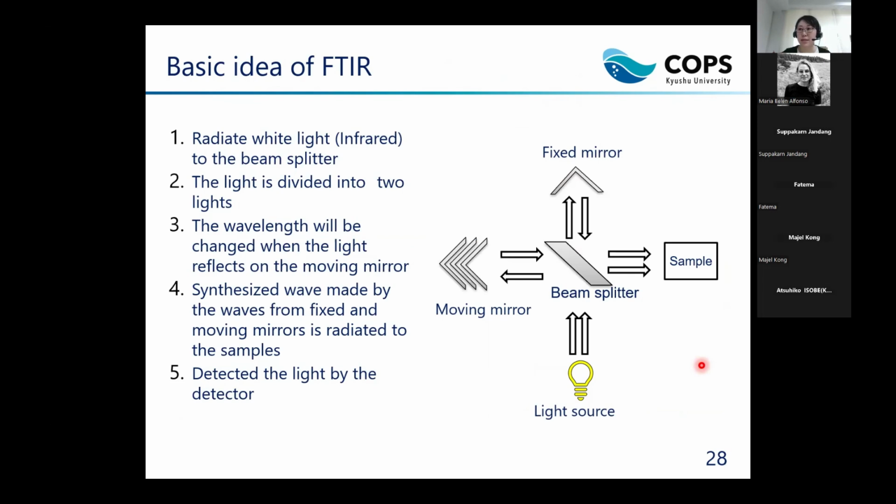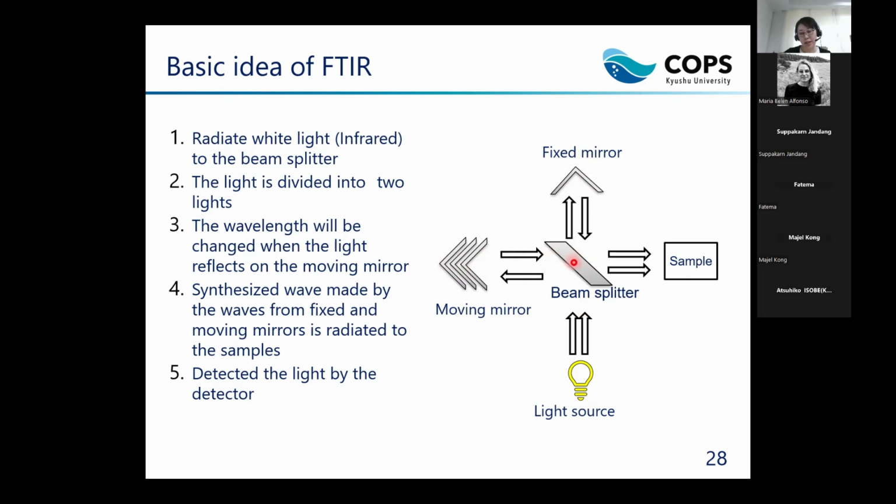This is the basic idea of the FTIR inside. You can see the light figure, and here the light source. In the FTIR, the infrared radiates to the beam splitter, and here the infrared is divided into two. One goes to the fixed mirror and returns to here, and the other goes to the moving mirror, and after the reflection, the wavelength can change.